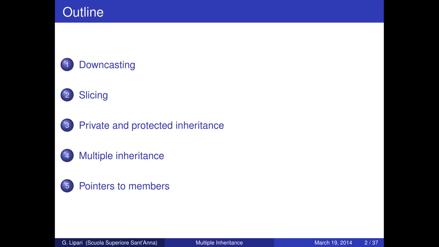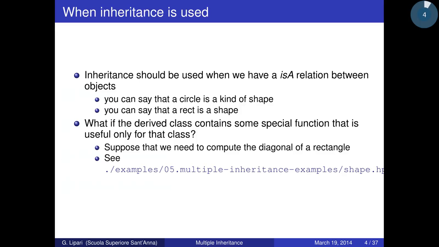So I'm going up in the hierarchy, up because usually the hierarchy is drawn by drawing the base class on top and the derived class on the bottom. So it's a reversed tree. Okay? So upcasting because I'm going up in the hierarchy. Downcasting instead is when I want to go down in the hierarchy.